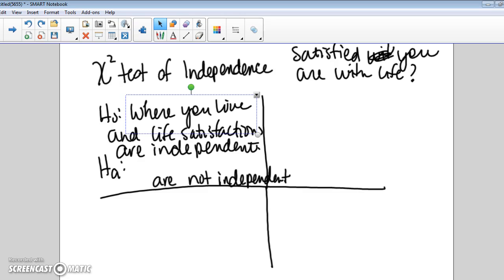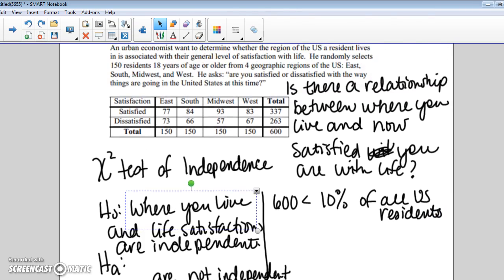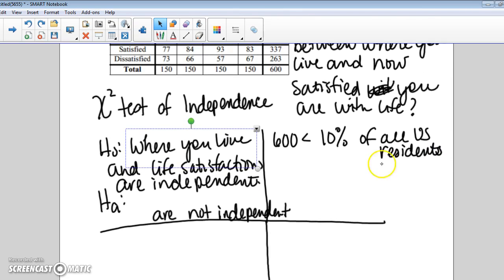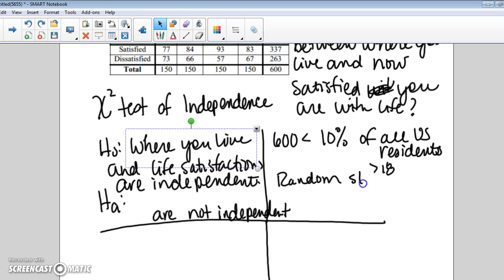You would do your same conditions on the last problem. This time we already have our totals, so we have 600 is less than 10% of all U.S. residents. I think it does say something about age. 18 years, greater than 18 years. You would have your random. I'm not sure if it was stated again. Yeah, randomly is stated. And then we'll check our expecteds in just a minute.